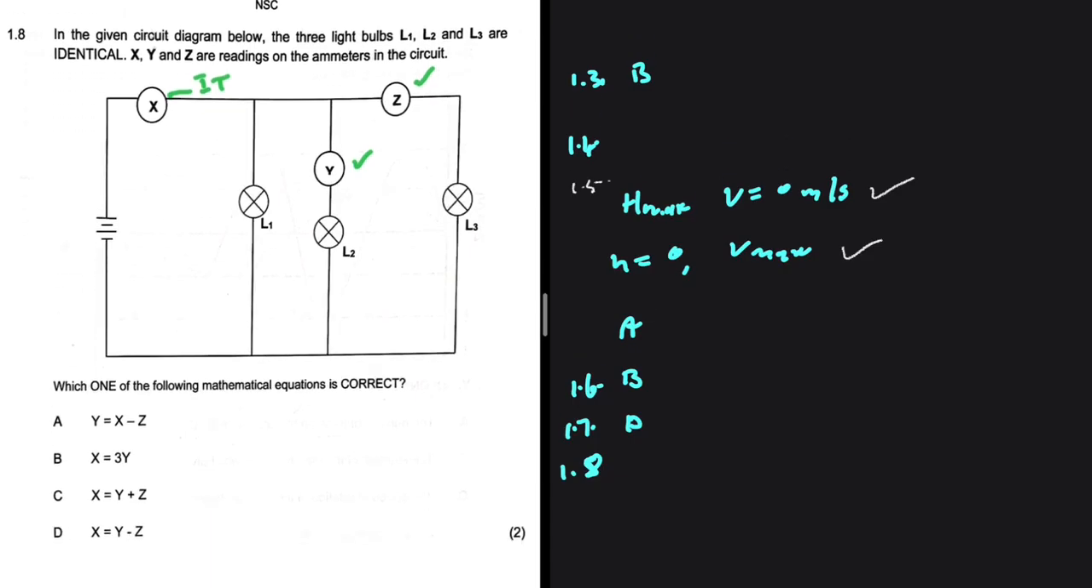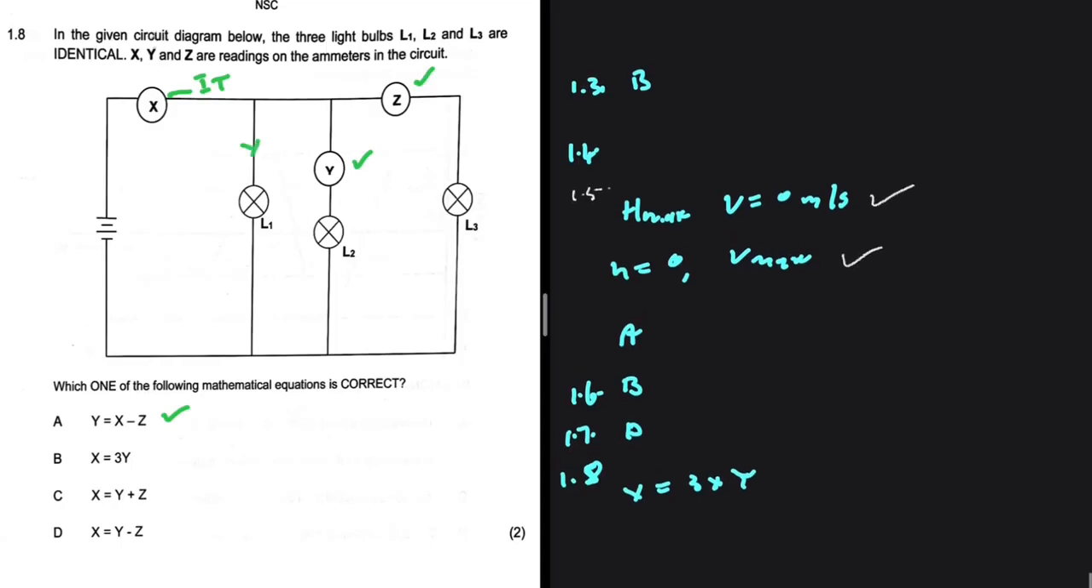A says that the reading on Y is equal to X minus Z. Well, that is not true. The reading on Y can be equal to X minus 2Z, not X minus Z. And B, the reading on X, the total current, is equal to 3 multiplied by Y. Here on this path we have Y, here on this path we have Y, and here on this path we have Y. Z and Y are equal to each other. So this is true. Option B is true. So the answer to 1.8 is B.